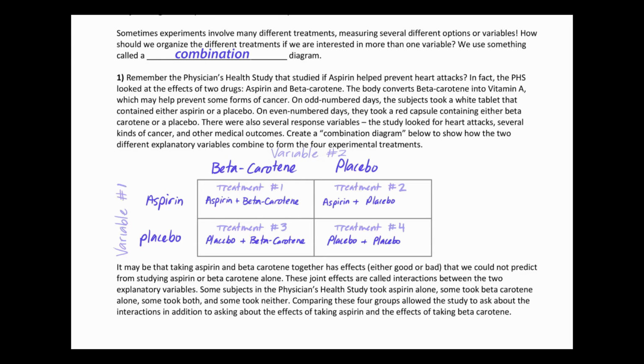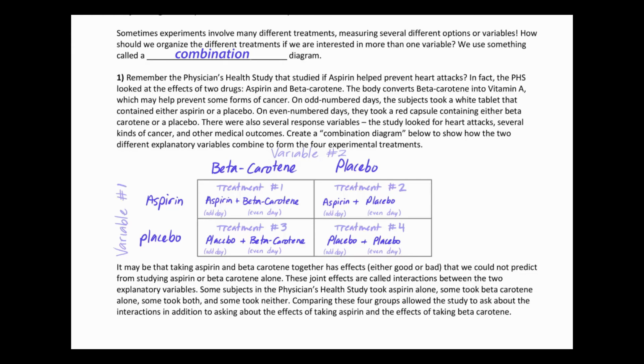So we'll go ahead and we'll write in all the different options. Aspirin and beta-carotene, aspirin and placebo. Placebo and beta-carotene, placebo and placebo. And one other thing that was important for this, at least, was whether they took it on an odd day or an even day. And so you can kind of pair those up with when they would take them.